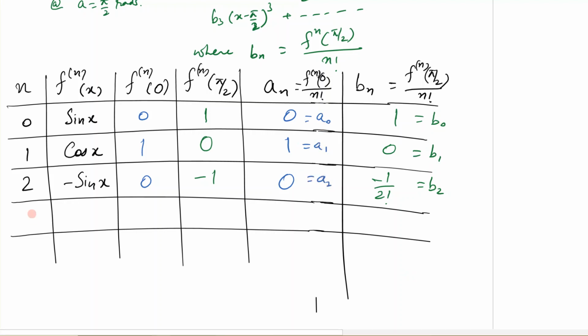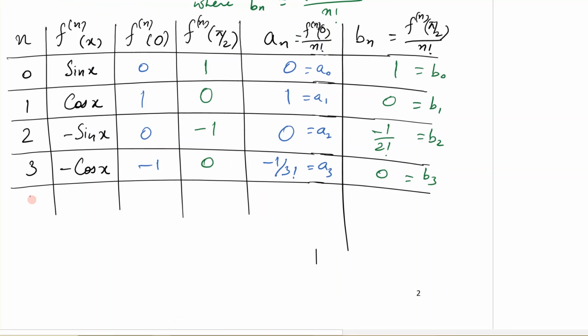All right, so let's try for n equals 3. The derivative of negative sine is negative cosine x. Cosine 0 is 1, so we get negative 1. And again, we get negative 1 over 3 factorial. So that is our A3. Similarly, cosine pi over 2 is 0, so we get 0 for our B3.